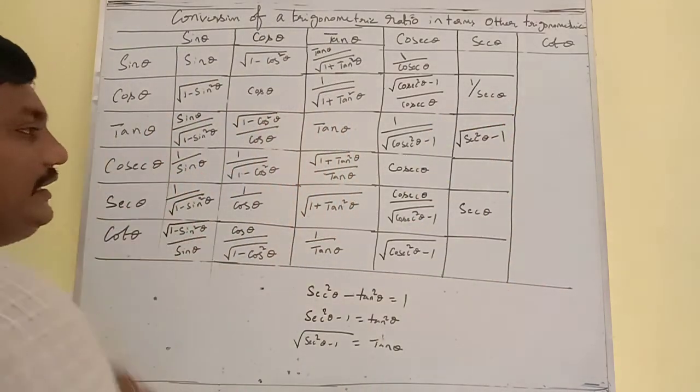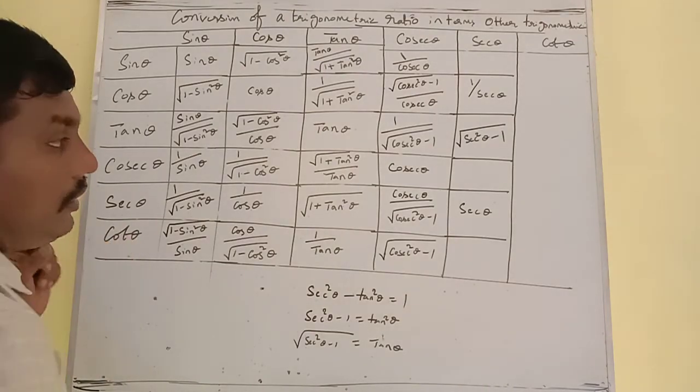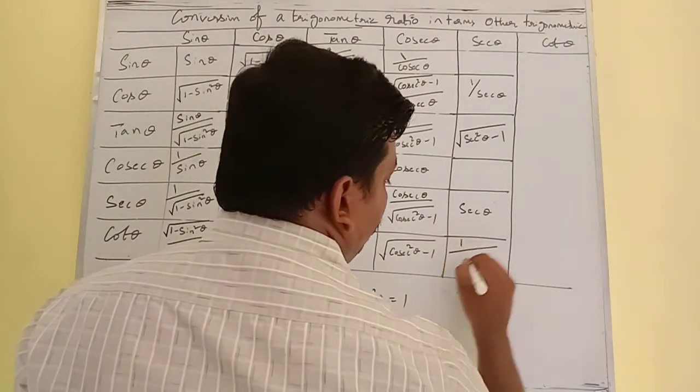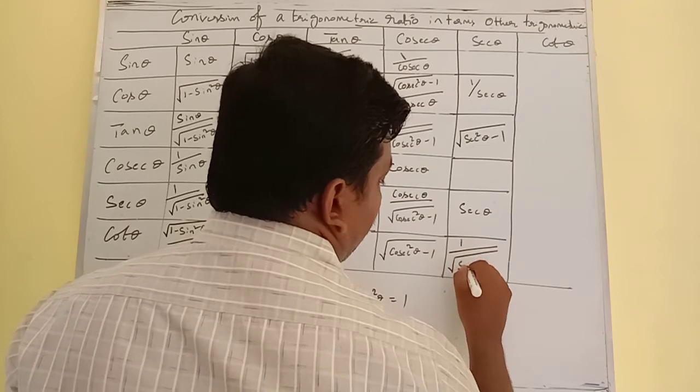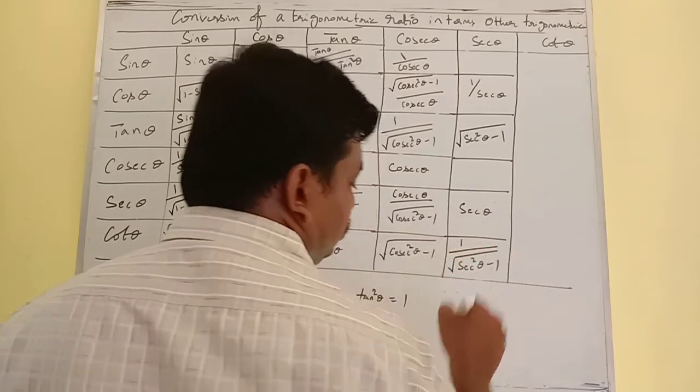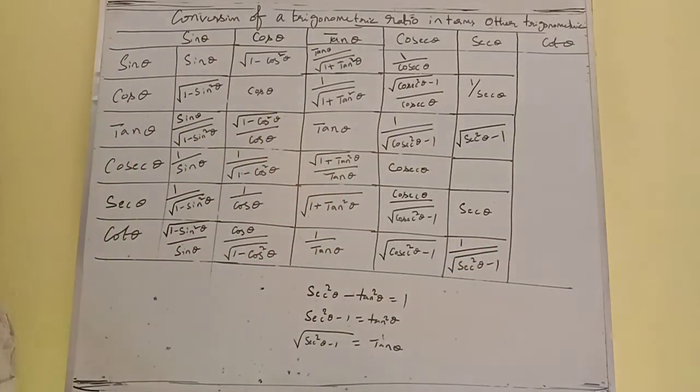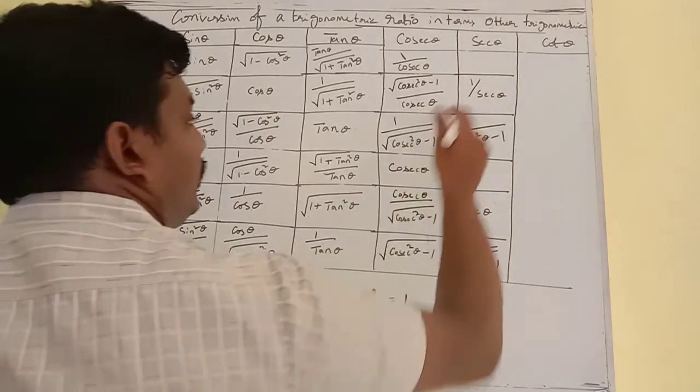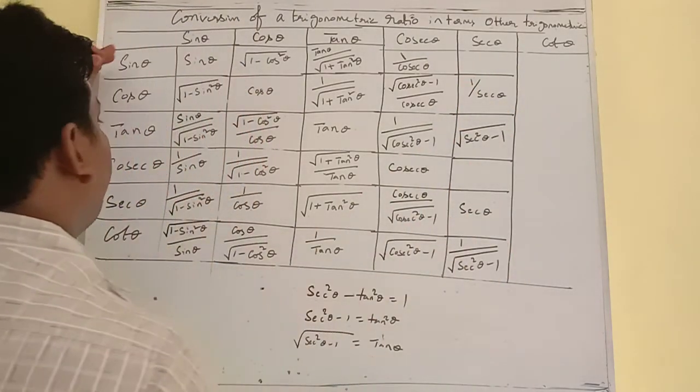Once you get tan theta, it is very easy to find cot theta. Cot theta is 1 by root of sec square theta minus 1. So once after getting these 4 trigonometric ratios, we need to find sin theta.